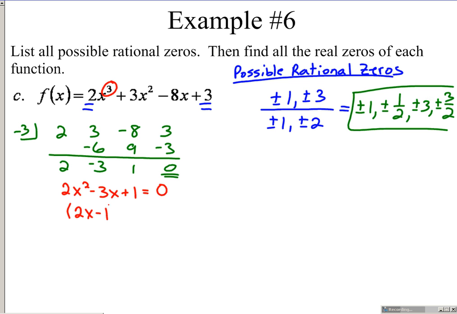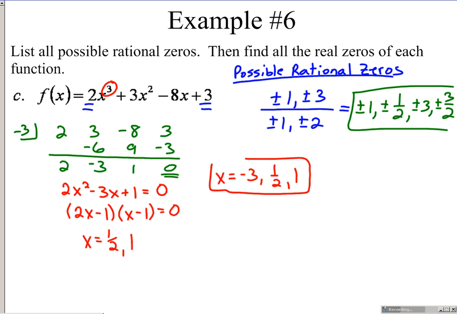This does factor. Set each of those factors equal to 0, and we get x equals 1/2 and 1. So our three real zeros for this function are -3, 1/2, and 1.